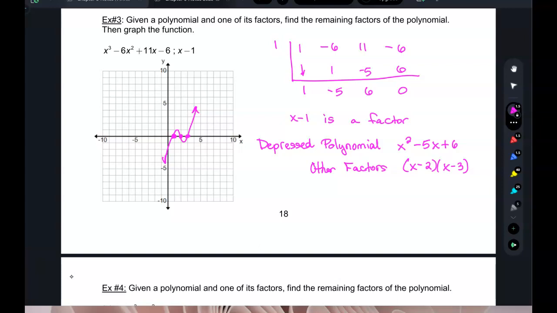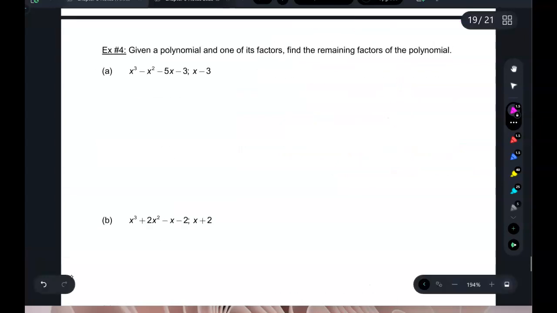I got all that. Okay, the last page is more of the same, just we don't have to graph them. We're just doing a synthetic division and then factoring if possible. So good review of synthetic division. Everything else we talked about. We just don't have to graph it.